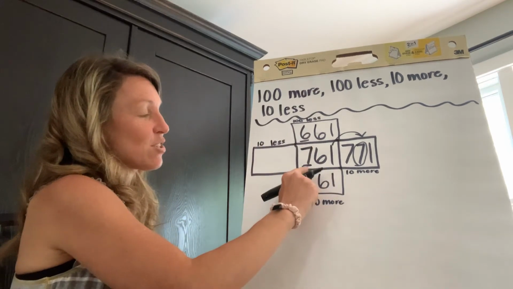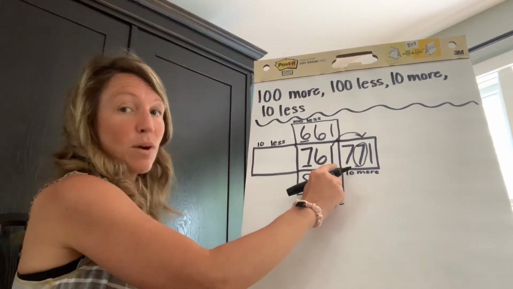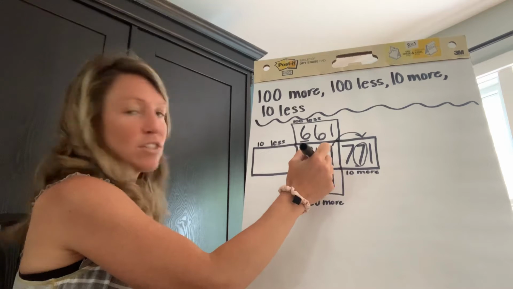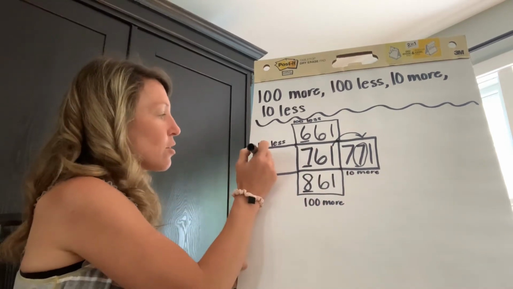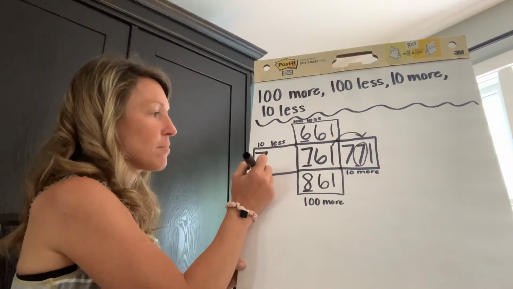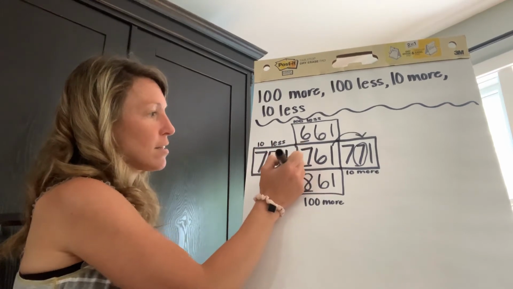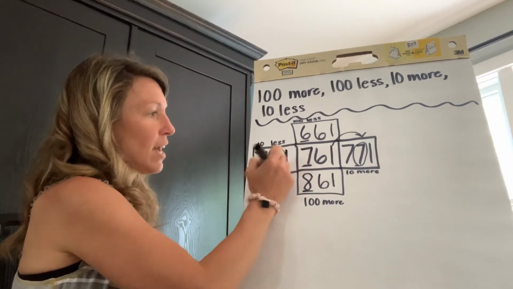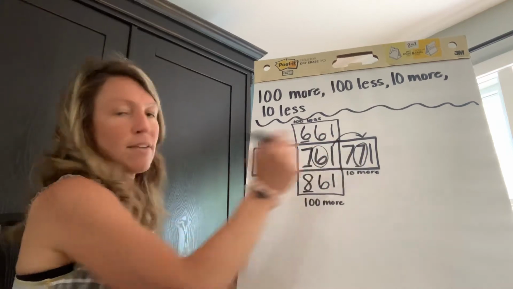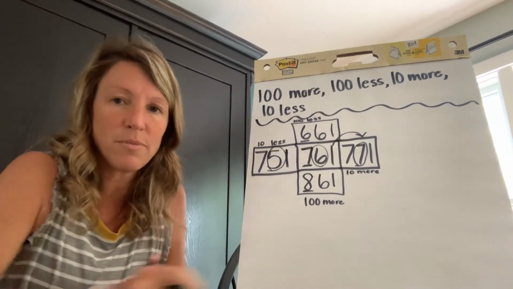10 less. So instead of 761, the only thing that's changing here is that tens place. So 700 is going to be the same, and then it'd be 751. So see, it's the tens. 5, 6, 7. Does that make sense to you?